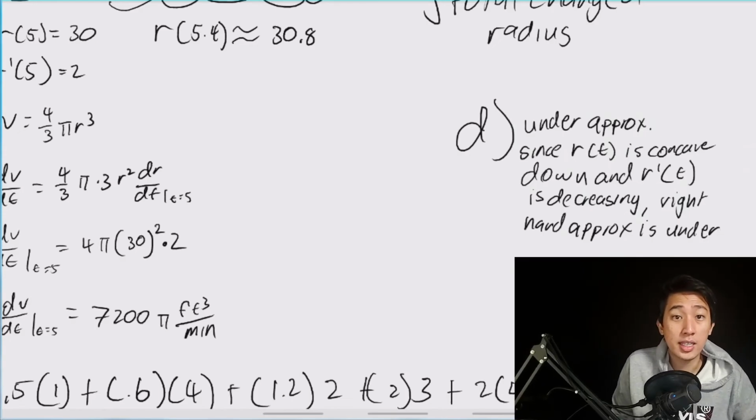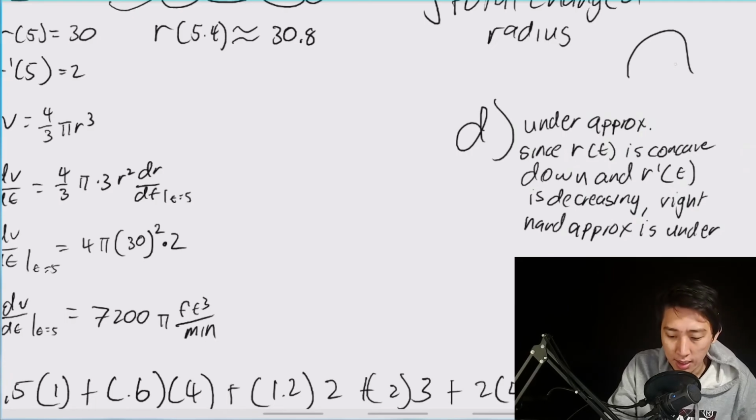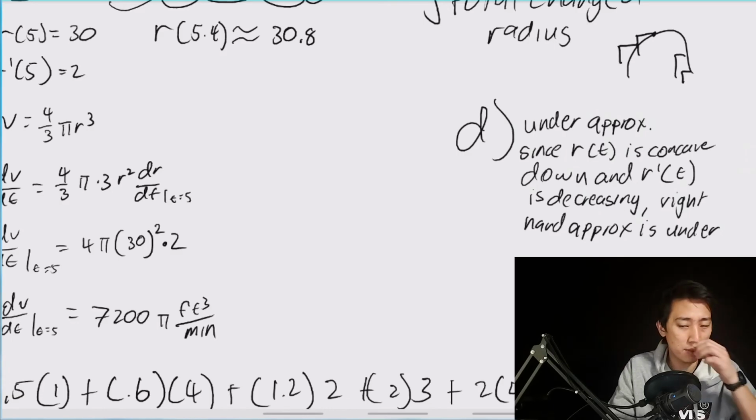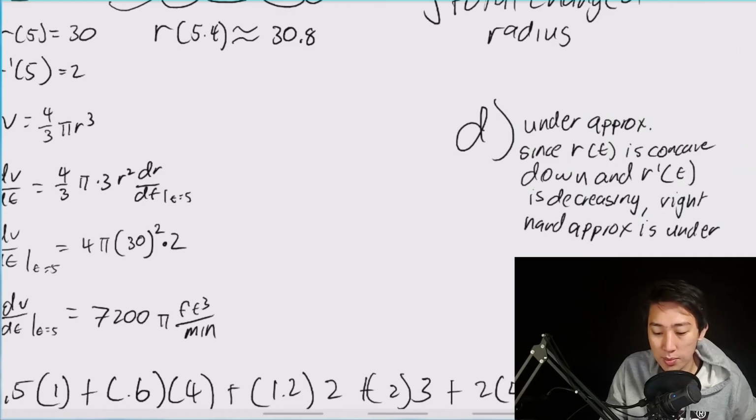Okay, so again, it's an underestimate just because of the way we drew our shape like this over here. If I went to the right here, again, if I started here and I went to the right, you would see it's an over approximation. But because it is decreasing, that means we're on this part of the concave down. So please be careful of that. You have to say concave down and decreasing.